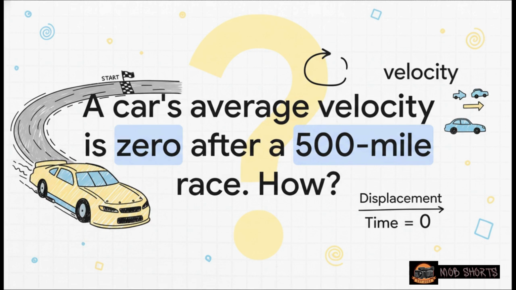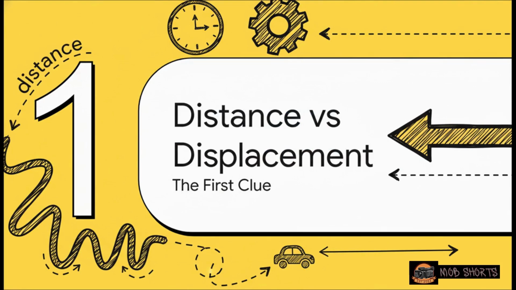How in the world can a car go that fast and that far and end up with a velocity of nothing? It sounds totally impossible, I know, but stick with me, because by the end of this, the answer is going to be crystal clear, and you'll get the really elegant physics behind it. So how do we crack this puzzle?